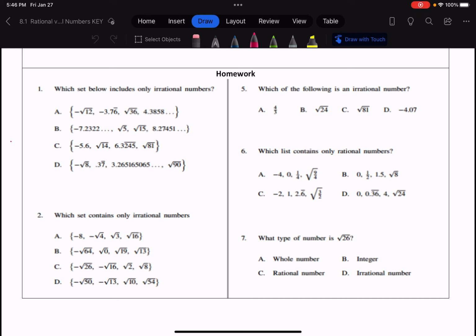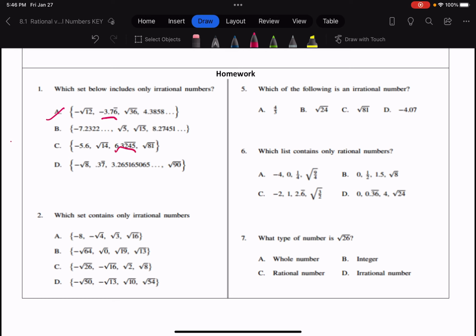So let's just look here. I've got negative square root of 12. That doesn't simplify. But I've got that negative 3.76 repeating. That's rational. So I know A cannot be the choice. I've got negative 7.2322. So we'll come back to B. But let's just look at the rest of them.